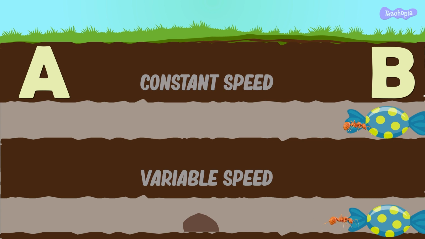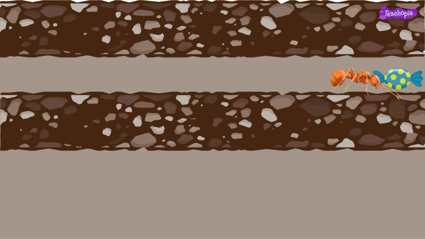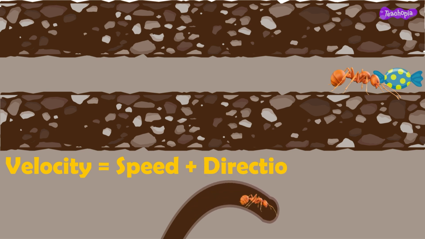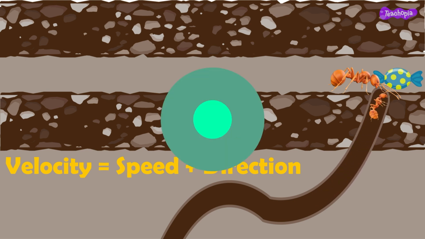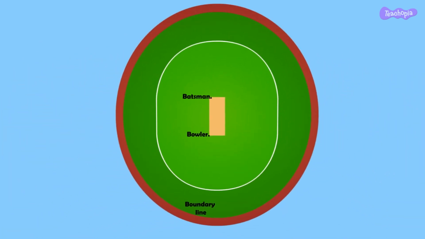Now you know how to measure the speed of a moving object or thing. But when you measure the speed of an object along with direction, it is called velocity. Now that you know how to calculate speed, let us take an example of cricket. Here we can see the position of the batsman, bowler and the boundary.